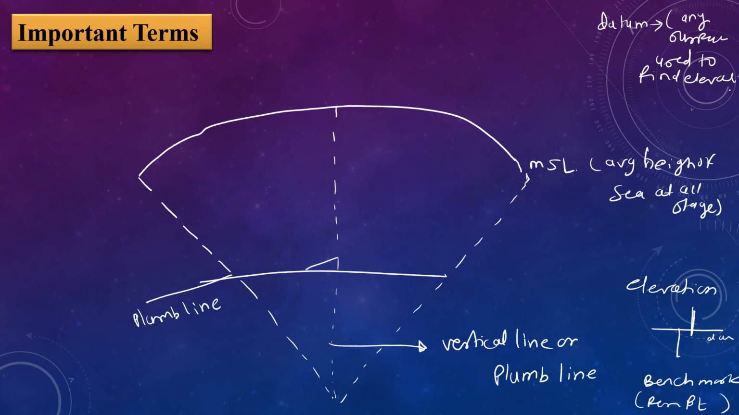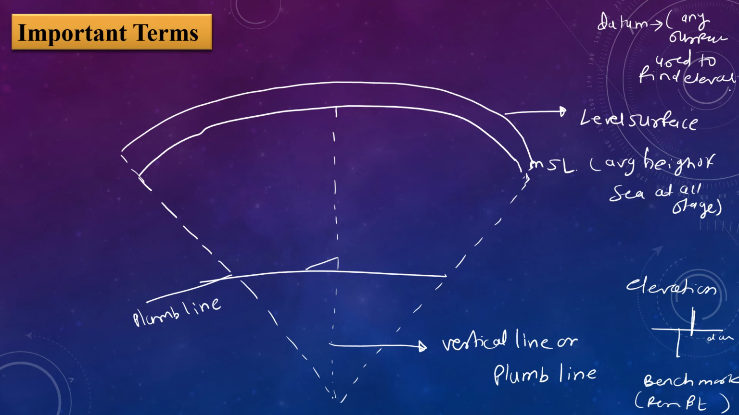Then next, any surface parallel to mean sea level is nothing but a level surface. So this is the level surface. And any line which is parallel to the level surface, or normal to the plumb line, is nothing but a level line. So this is the level line.